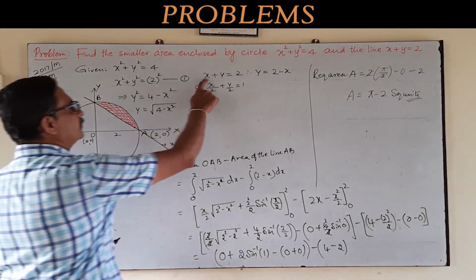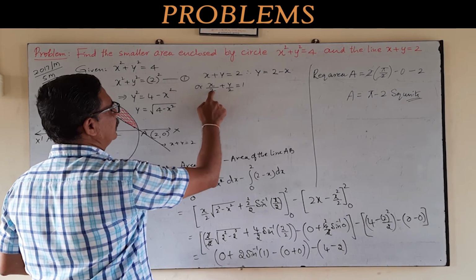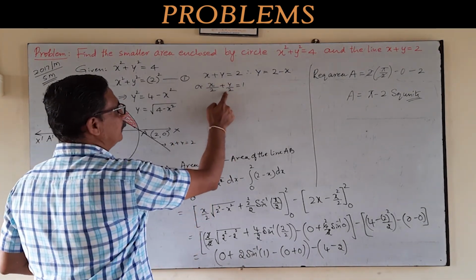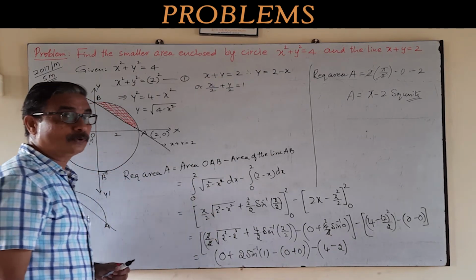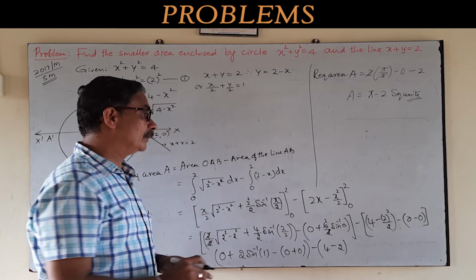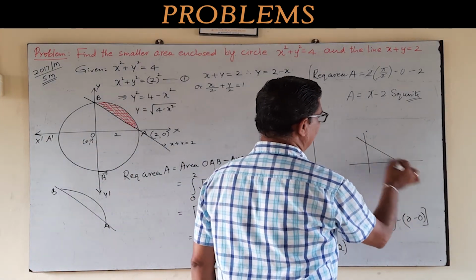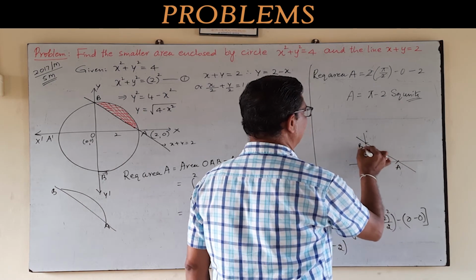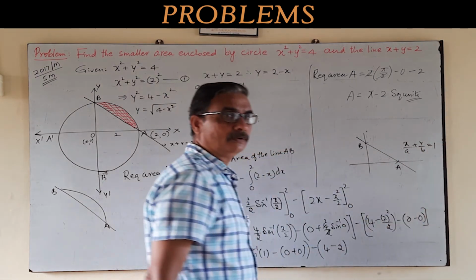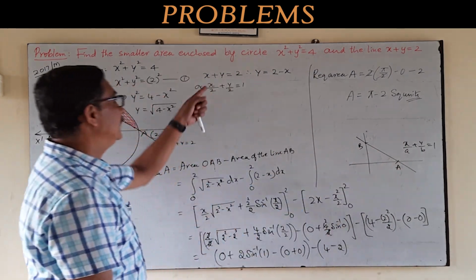And the line x plus y is equal to 2. Now divide both sides by 2. We get x by 2 plus y by 2 is equal to 1. It is in the form x by a plus y upon b is equal to 1, that is known as intercept form. You know that if the line cuts the x and y axis at A and B, then its equation is x by A plus y upon B is equal to 1. That equation of line is known as intercept form.